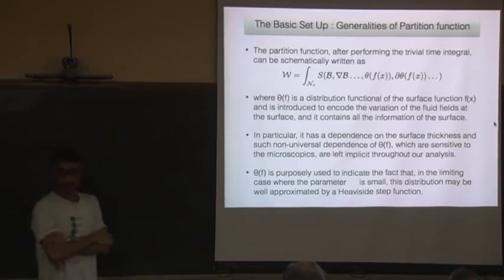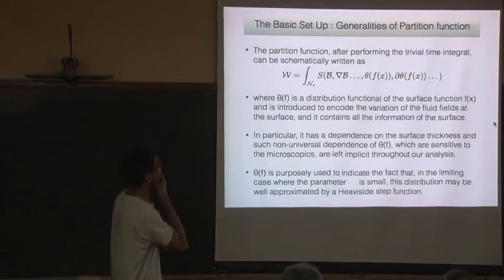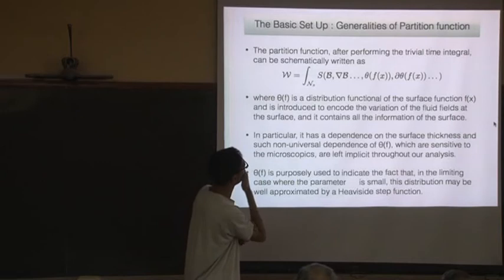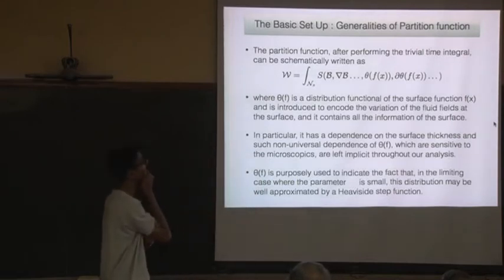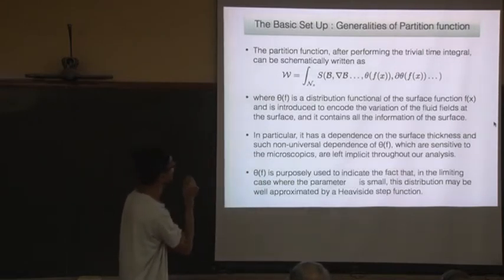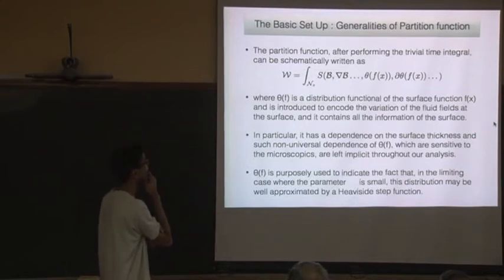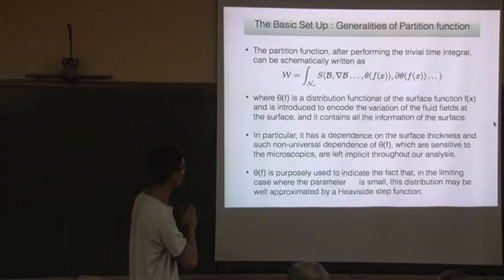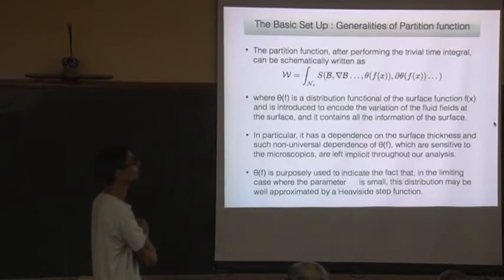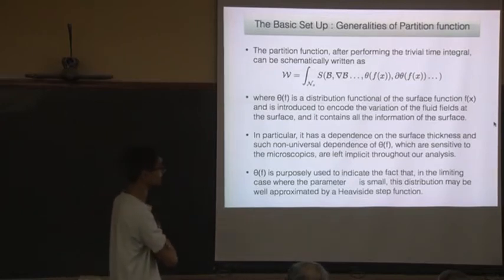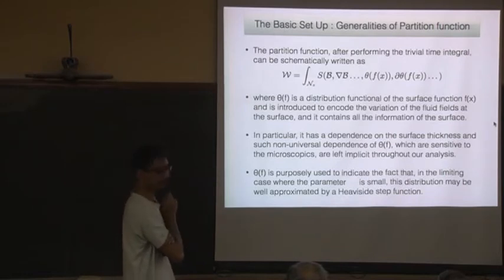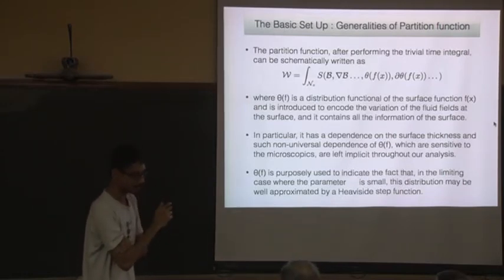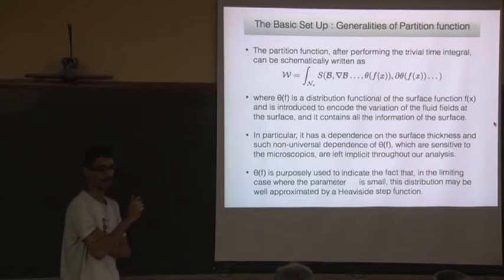Correctly saying, this is the free energy in a classical setup. This depends on these kind of variables, this functional, background fields, the derivatives, and theta functions and derivatives. So theta function is a distribution function of the surface function f(x), and it's introduced to encode the variation of the fluid fields at the surface, and it contains all the information of the surface. For example, like you were saying, the validity of the fluid approximations and all.